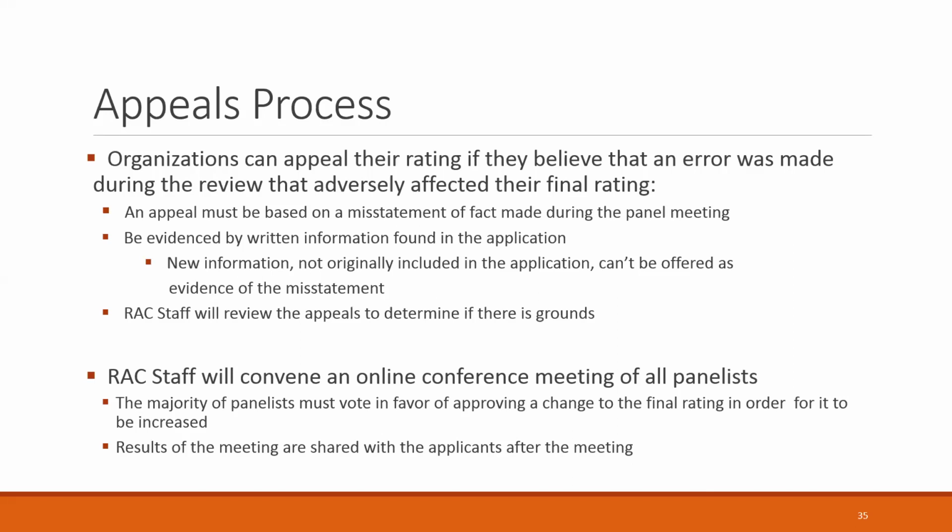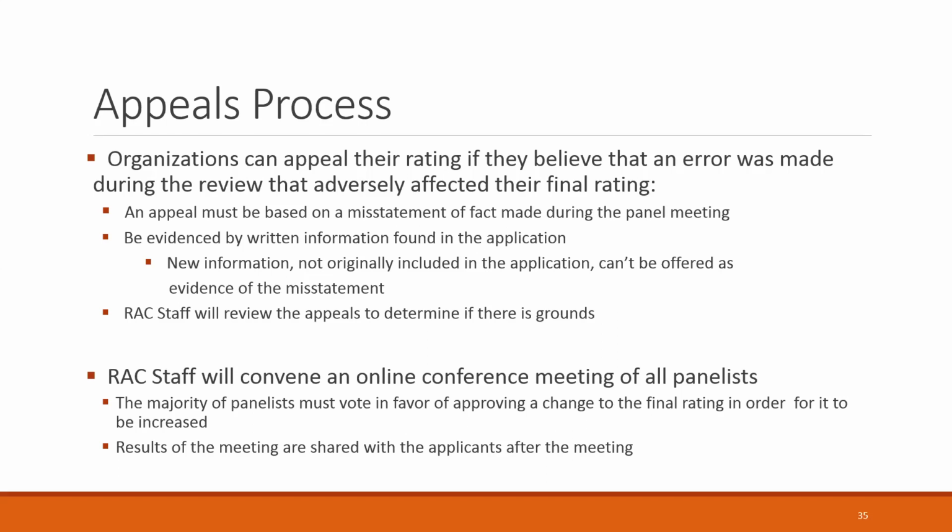So again, we recognize that all of us as panelists are human beings. We might make a mistake in this process. And so because of that, we have an appeal process. And an organization can only appeal their rating if there was a clear error made. This is not an applicant's chance to disagree. This isn't their chance to give new information or explain themselves a different way. This is reserved just for errors or clear misrepresentations of fact.